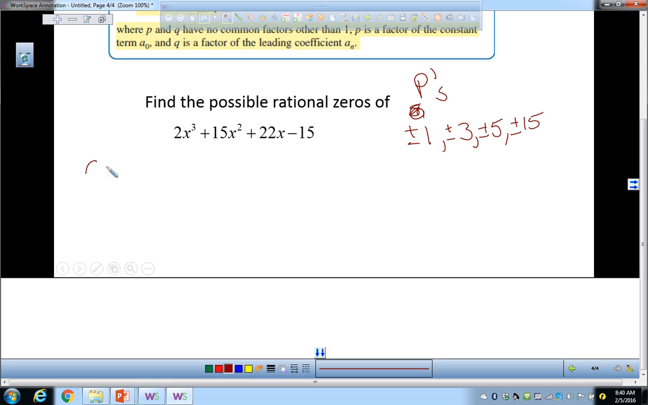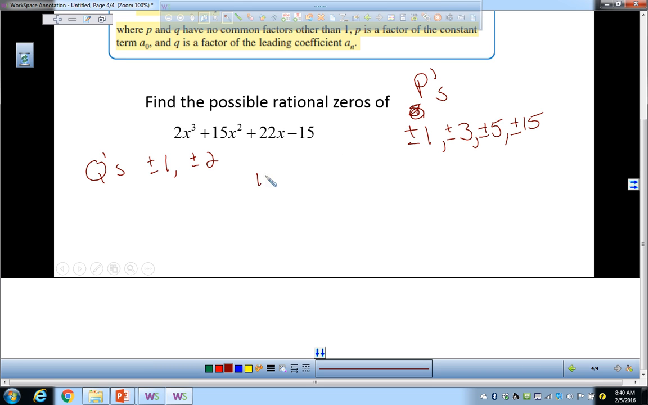Your Q's are, what are all the factors of 2? Plus or minus 1 and plus or minus 2. Now all you have to do is find all the possible combinations of the P's divided by the Q's, okay? And you could just put a plus or a minus in front of each one, because if one is positive and one is negative, then it's negative, right? If they're both negative, then it's positive.